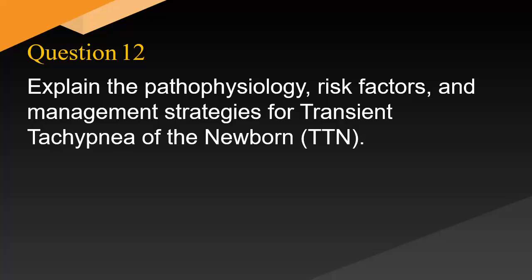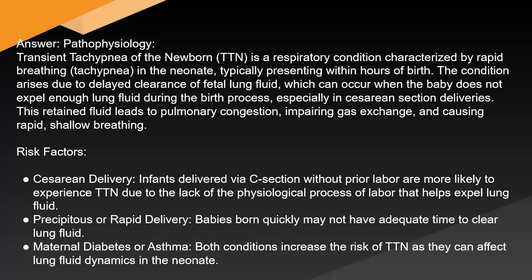Explain the pathophysiology, risk factors, and management strategies for transient tachypnea of the newborn (TTN). Answer: pathophysiology. Transient tachypnea of the newborn (TTN) is a respiratory condition characterized by rapid breathing (tachypnea) in the neonate, typically presenting within hours of birth.